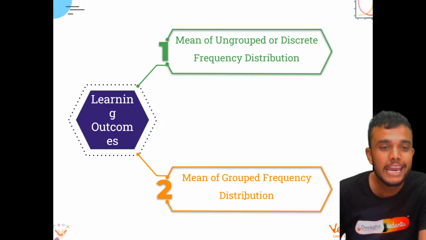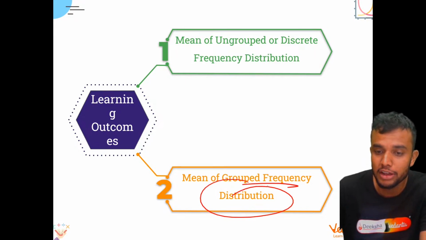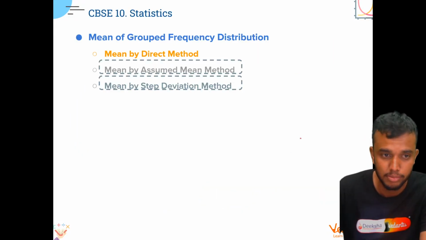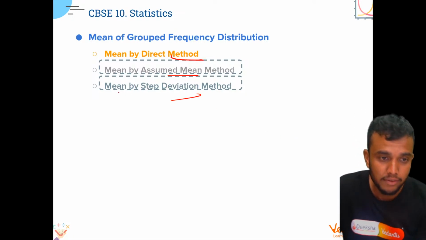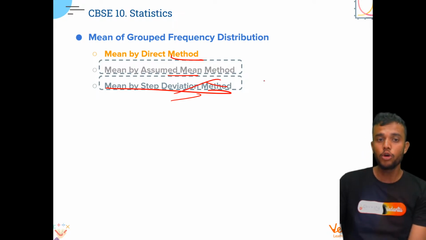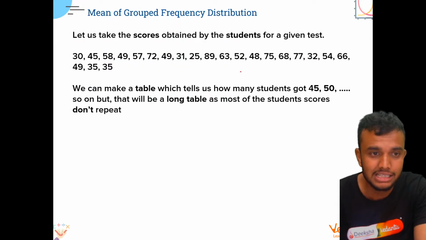Very simple. Then next, students, mean of grouped frequency distribution and ungrouped discrete data. Here we have mainly three methods: mean by direct method, assumed mean, and step deviation. The step deviation method is remote. Only concentrate on these two methods. Very easy. Let's start with the first one.